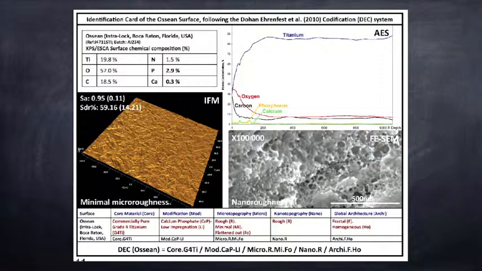This is the ozone surface that the previous speakers were talking about. What is so different? If you look at the composition, you see that the carbon is very low, 18%. This is basically the carbon from the air, from the CO2 that we breathe. It means there is no organic contamination on this implant.